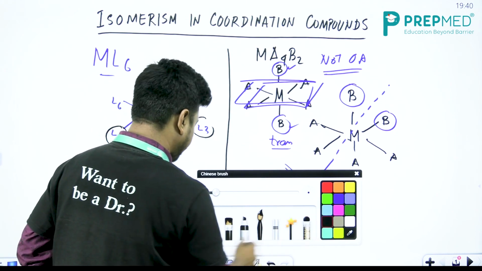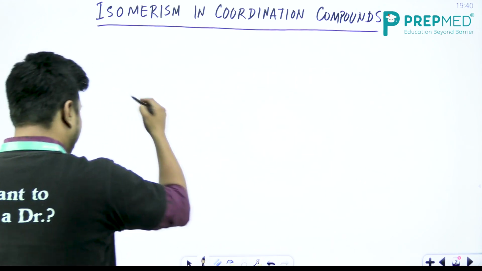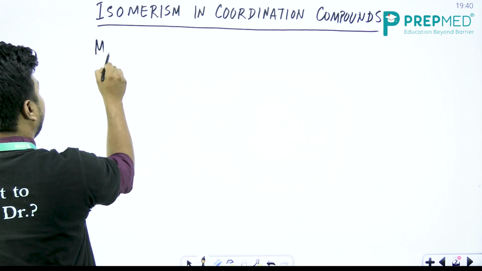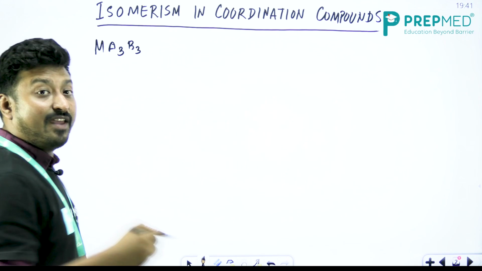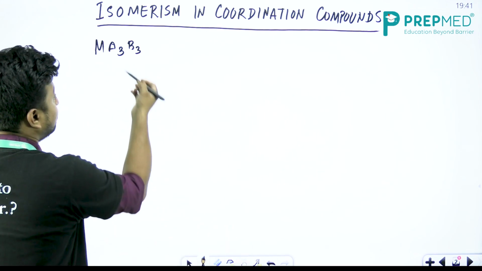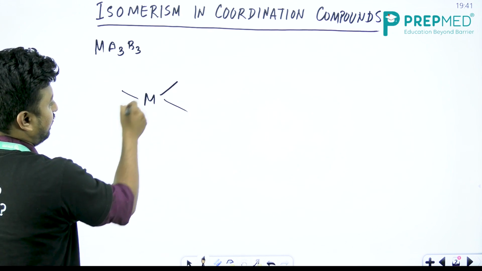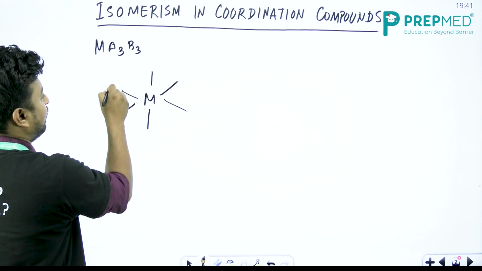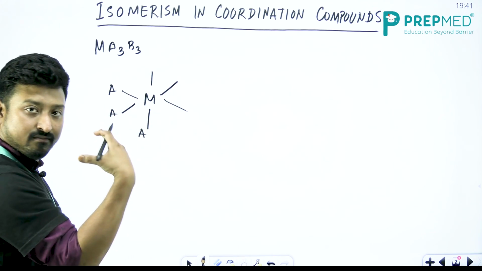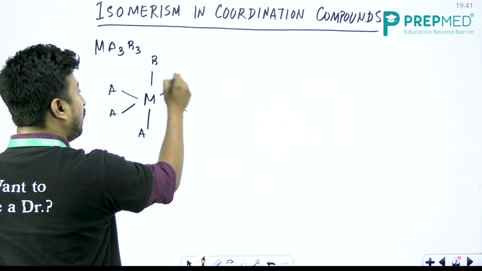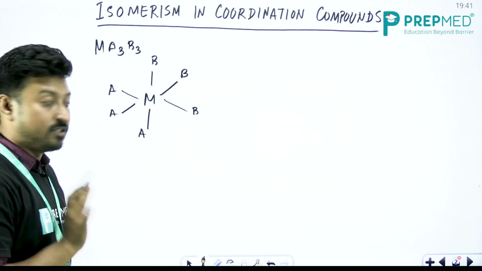Let's see, next set, number 2. Let's say we talk about this complex MA3B3, it's actually a very famous complex. So let's draw M first, like this. This can be one possibility, where all the A are in one face, and all B are in another face, right? This is another possibility.